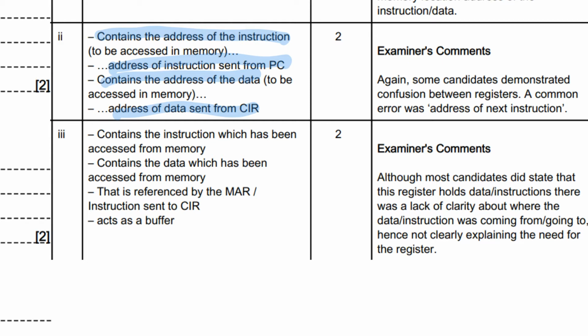Well, it's saying it contains the instruction which has been accessed from memory. So it's gone into memory, retrieved the contents from the memory and put it there. That's if it was sent from the MAR directly from the PC, or it was from the CIR and it's direct addressing, it could be the data. And then it's saying it acts as a buffer. A lot of people got that mark there.